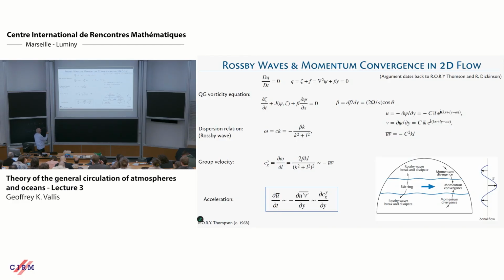Once we've got the dispersion relationship, we can get the group velocity. We can get the group velocity in the meridional direction by differentiating the frequency with respect to L, the meridional wave number. So this is the group velocity in the meridional direction, and we get this expression, just d by dl of this expression, which is 2 beta kl over (k squared plus L squared) all squared.